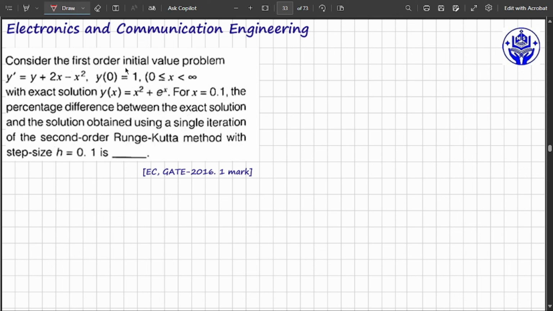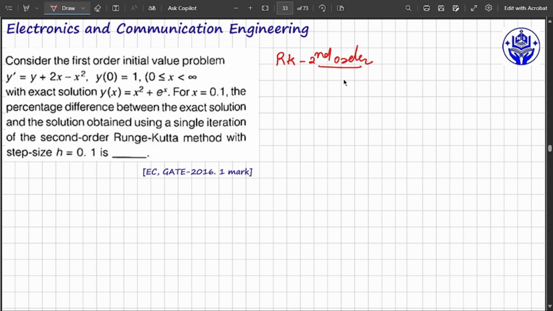Consider the first order initial value problem, x is from 0 to infinity. The exact solution is given. For x equal to 0.1, the percentage difference, or basically the percentage error, is going to be calculated in a single iteration for the second order Runge-Kutta method. So first of all, what is the formula for RK second order?